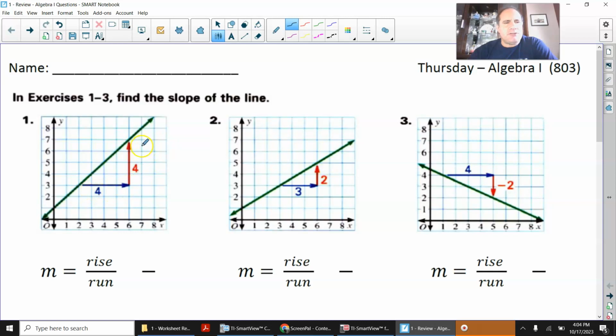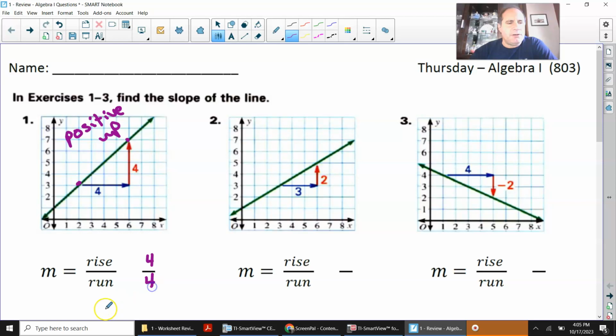Number one, it's just rise over run, find the slope of the line. This is going up, so it's definitely a positive slope. Positive, because it's going up. And they're doing the rise over run for us. So the rise is 4 and the run is 4. So this slope equals 1.